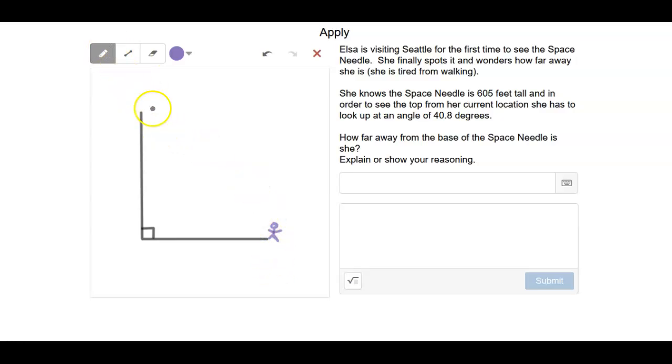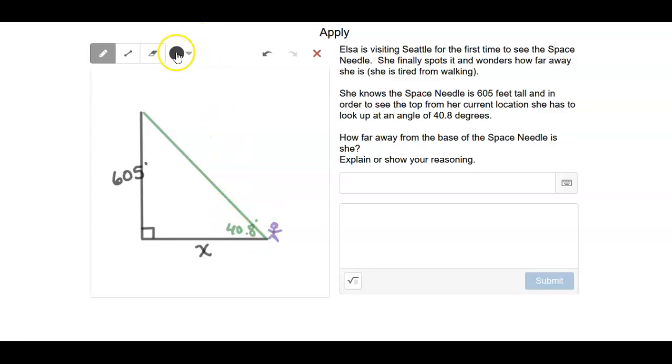All right, now, in order to see the top of the Space Needle, she has to look up at an angle of 40.8 degrees. So from where she is standing to the very top, that is a 40.8 degree angle. She knows how tall the Space Needle is. She knows that it's 605 feet tall. So that's this length right here. And what she is wondering is how far away she is, because she doesn't want to keep walking. She just wants to be done. So we have to figure out how far away from the Space Needle Elsa is.